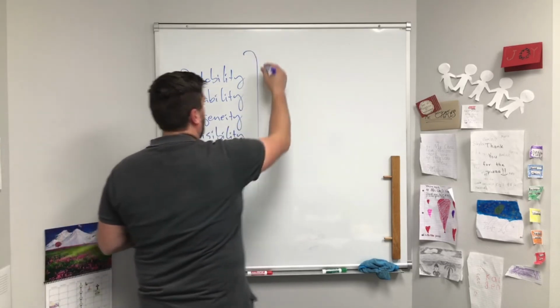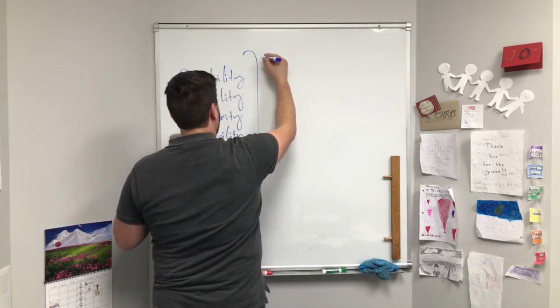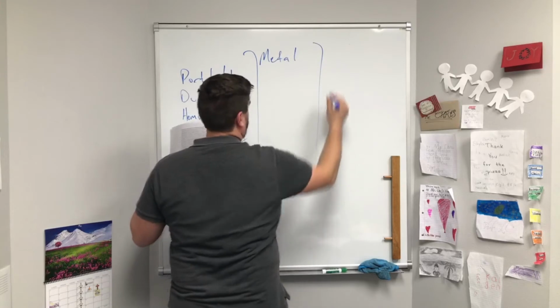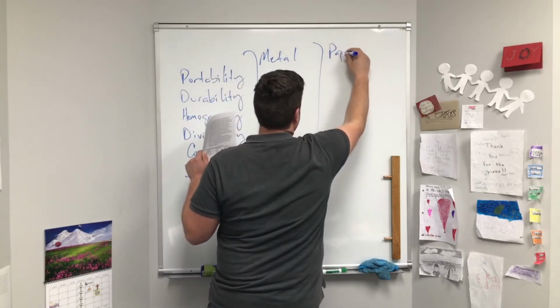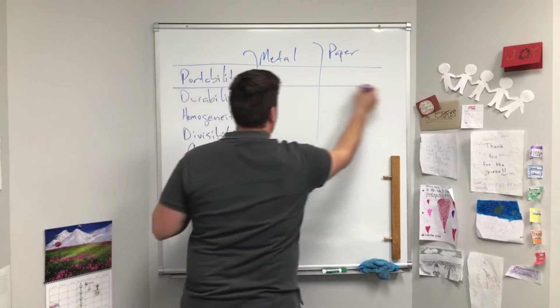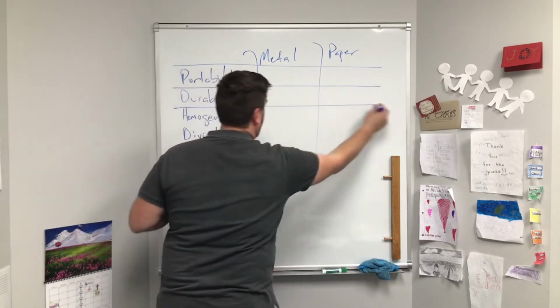Okay, we're going to put in this column metal for metal money, and over here we'll have paper for paper money. Okay, now all I'm going to do here is I'm going to say more or less.